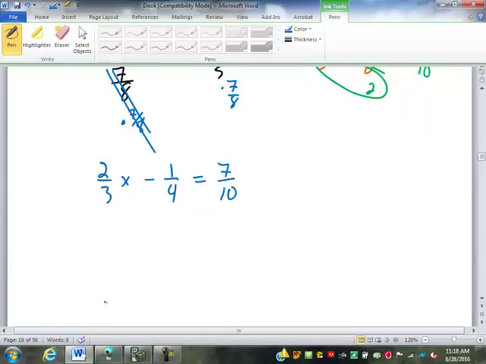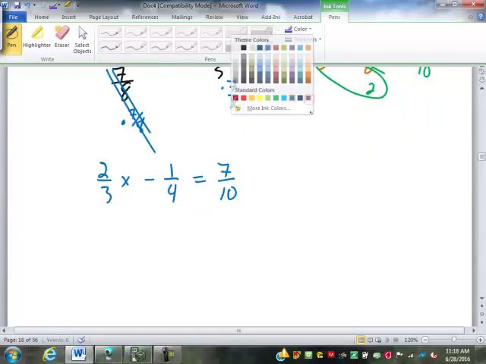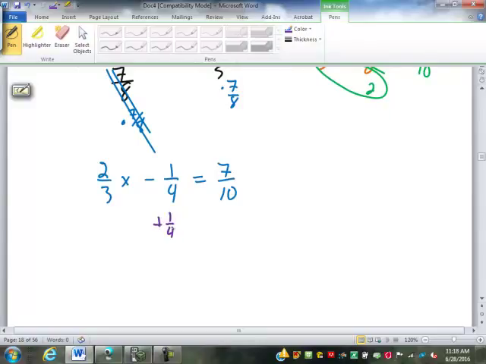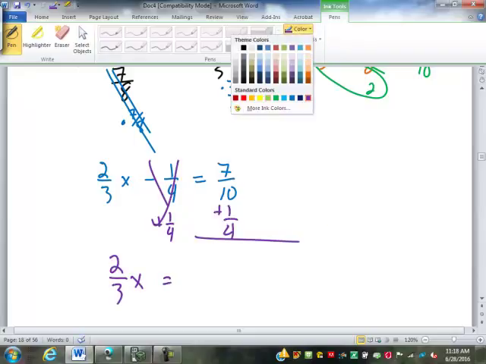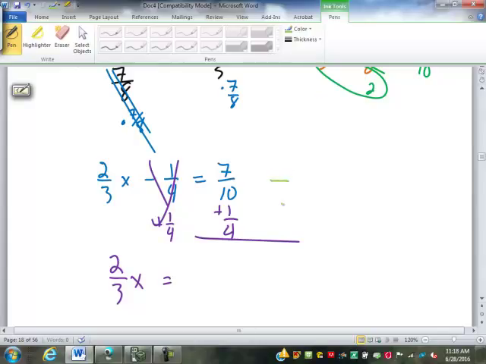Now what would we do next? Add the 1/4. That's now gone, leaving us with just 2/3 x. We have to add 1/4 over here, which means we must find a common denominator, which will be 20. This is going to be 14 20ths, and this will be 5 20ths, which adds to give us 19 20ths.